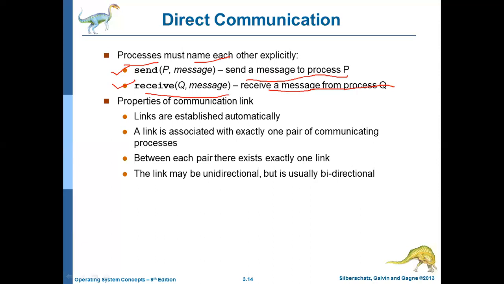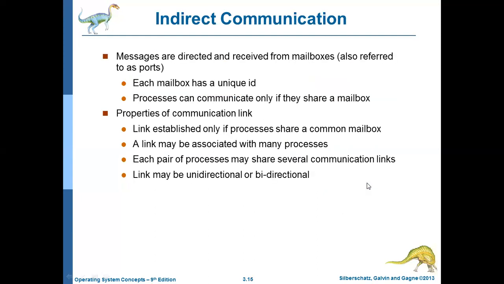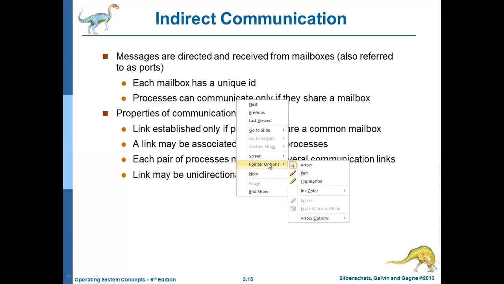The properties of the communication link in direct communication are that links are established automatically. A link is associated with exactly one pair of processes, and between each pair you will not have more than one link. You will have exactly one link. And the link can be unidirectional as well as bidirectional, but mostly it will be bidirectional. This is direct communication. Now coming to the other one, indirect communication. When there is an indirect communication between the two processes, communication between them will be done via what is called a mailbox.